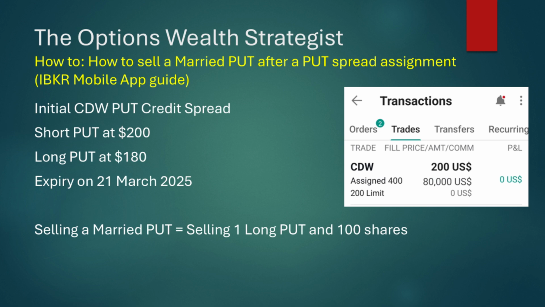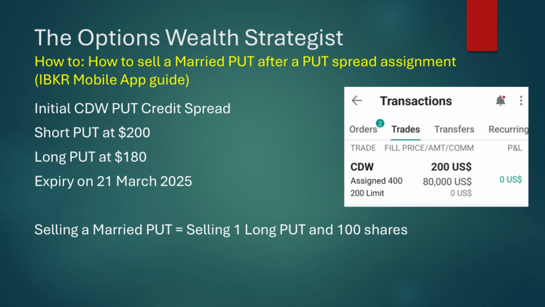As an example, recently I received an assignment on one of my bull put spreads on the stock CDW Corporation. My short put at strike price of $200, expiring on March 21st, 2025, was assigned inadvertently. This meant that I was compelled to buy 100 shares per contract of CDW Corporation at $200 each. At this point in time, the share price of CDW was below $180.